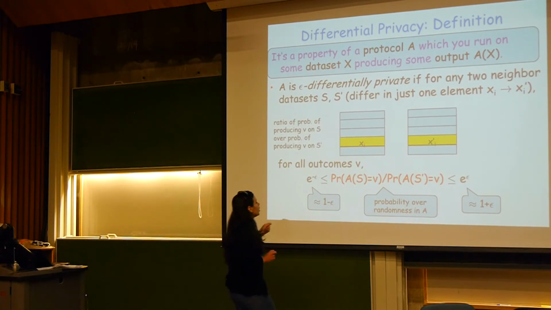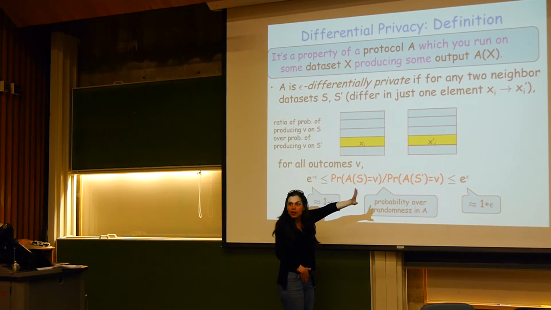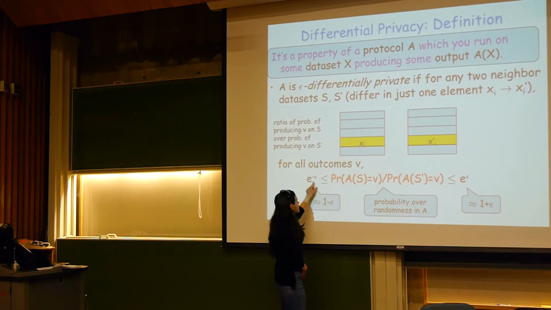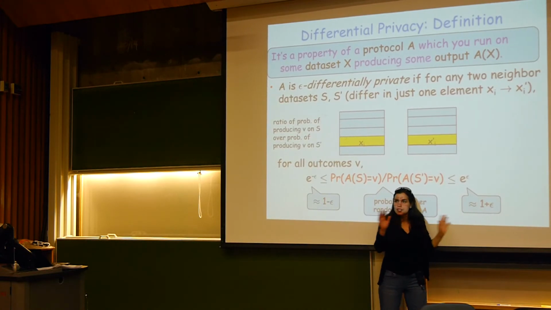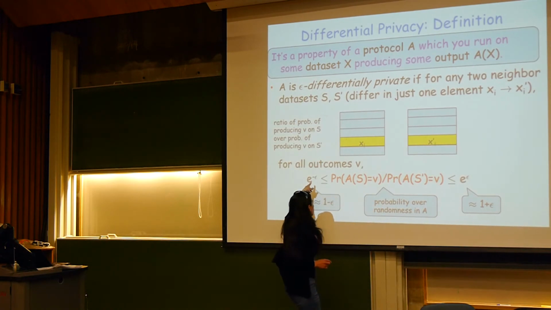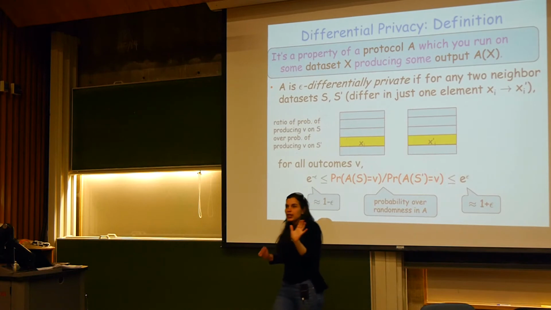Formally, this is epsilon differential privacy, with a parameter epsilon, and they want this ratio to be in between e to the minus epsilon and e to the epsilon. Why do they do so? Because this is approximately 1 minus epsilon and approximately 1 plus epsilon, when epsilon is small, and they put it in this specific form because they want to get some composition results. So it's just for technical reasons.